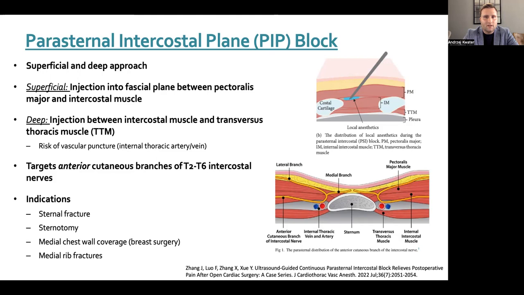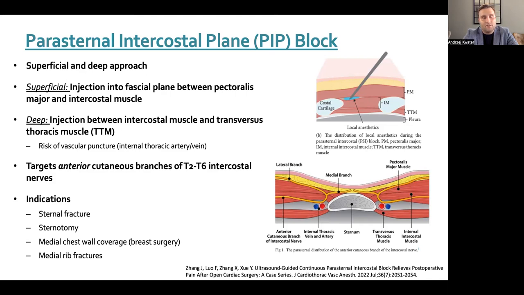this block. The deep approach to this block is an injection between the intercostal muscle and the transversus thoracic muscle, or TTM, as you see labeled in that picture there. However, the internal thoracic vein and artery do travel in this plane, and so making sure you can identify those structures prior to doing this block will avoid any accidental vascular puncture. So that's why many will argue that the superficial approach to this block has a higher safety profile, and clinically both have been shown to be equally effective.